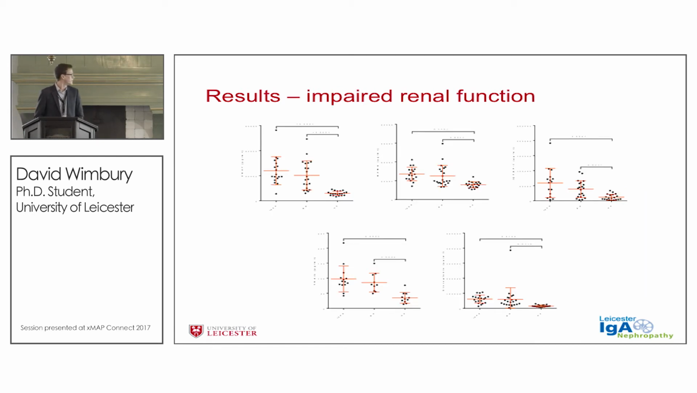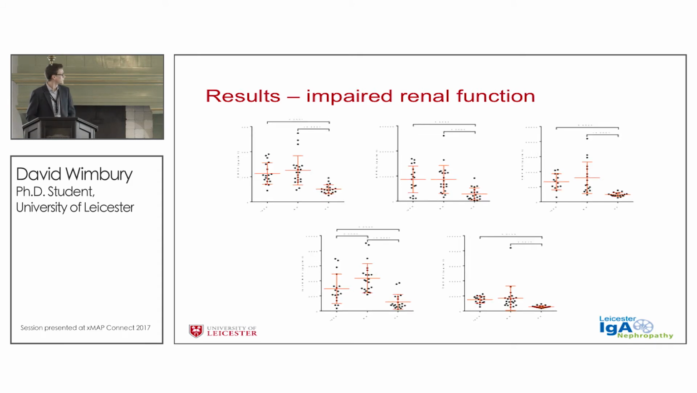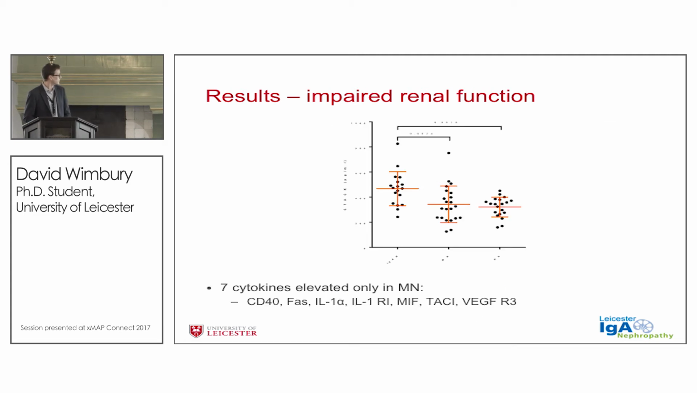So with the results of the impaired renal function experiment, 10 cytokines were elevated in IgA nephropathy and membranous nephropathy. The first 5 on the list are CD27, BCMA, IGF-BP1, TRAIL, and uteroglobin. And the next 5, CD30, APRIL, TNF receptor 2, IL-18 BPA, and TNF receptor 1. Now, we found a single cytokine, CTAC, that was elevated only in IgA nephropathy patients compared to healthy subjects, and this was with impaired renal function only. And a further 7 cytokines were only shown to be elevated in membranous nephropathy patients.